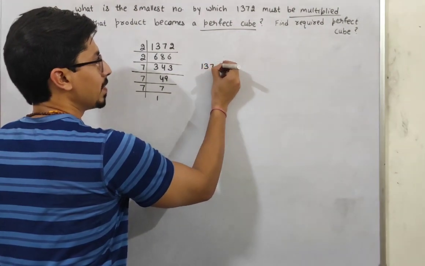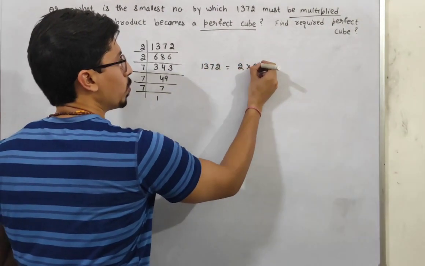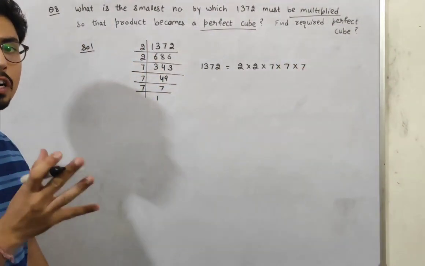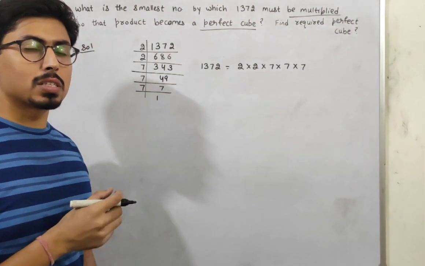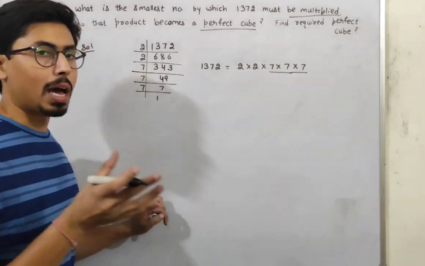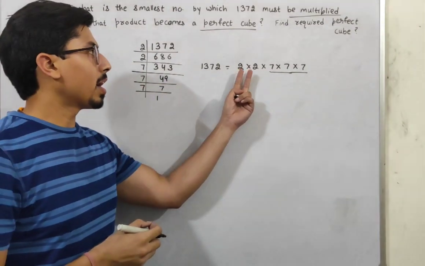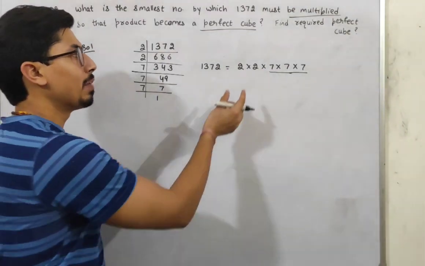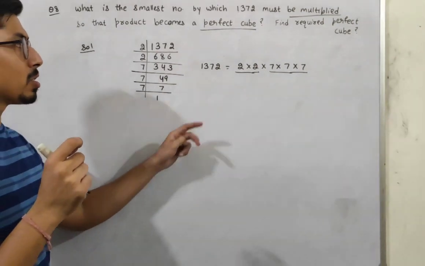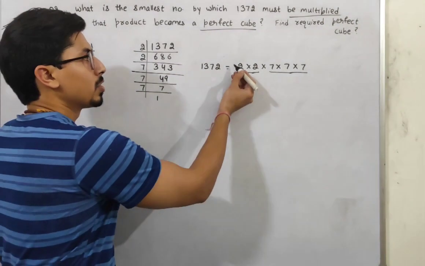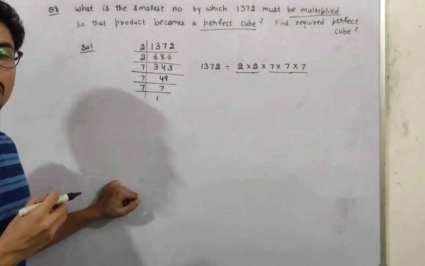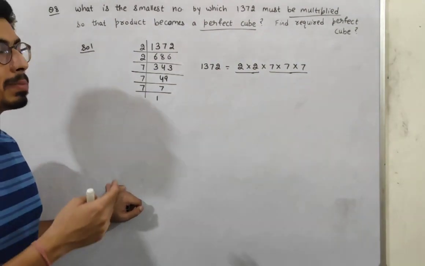I can write 1372 as 2 into 2 into 7 into 7 into 7. Now, to make this a perfect cube, I have to make groups of 3 equal numbers. All these 7s make a group of 3, but for the 2s, we have only 2 of them. So if I multiply this number by 2, there will be three 2s, and it will make a group, so that it later becomes a perfect cube.